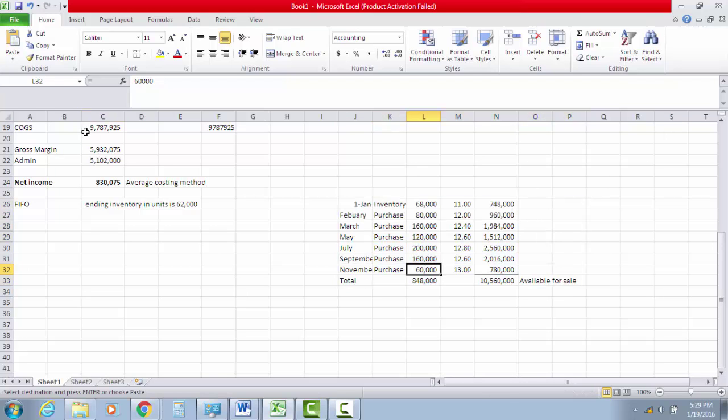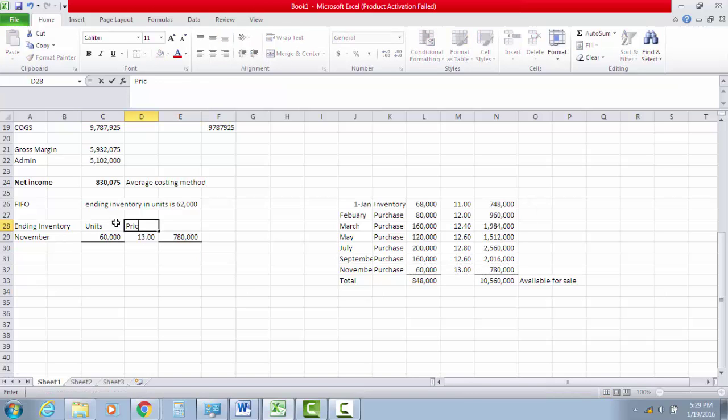So my November purchase alone, and this is my ending inventory value. My November purchases alone would still be left, and whatever is left out of that. So actually my November is 60,000 at $13.